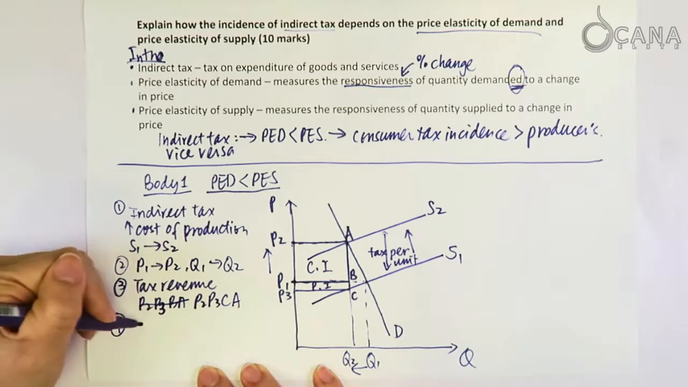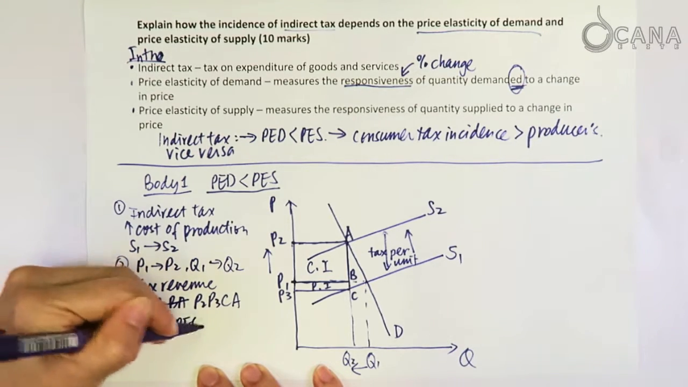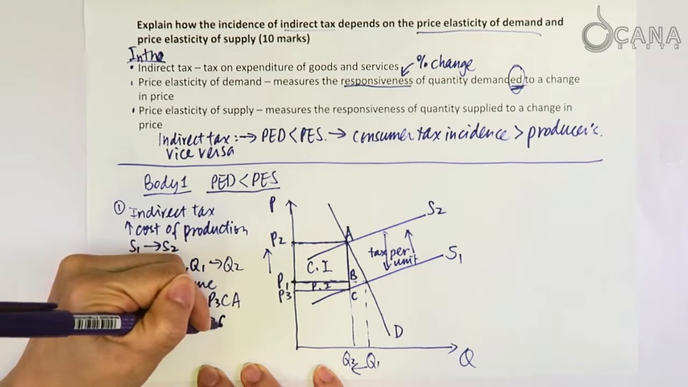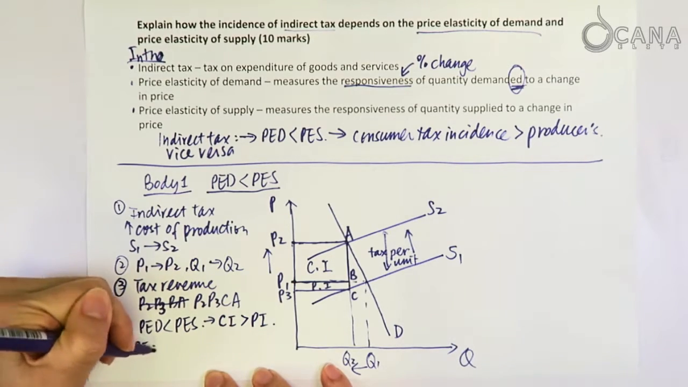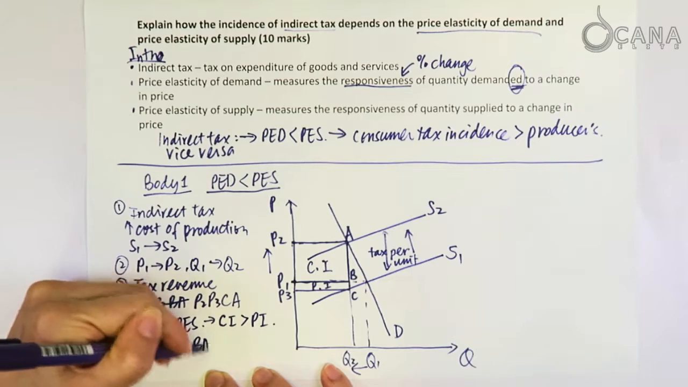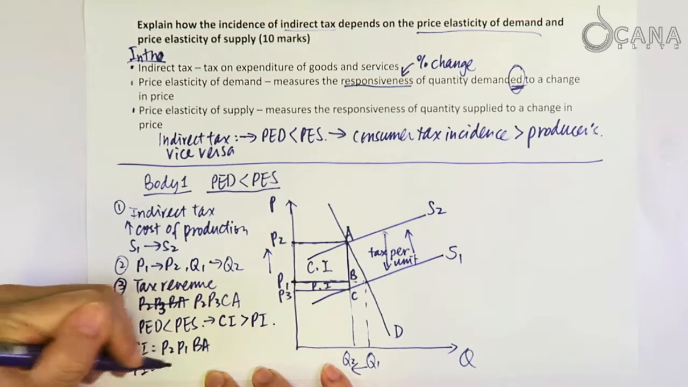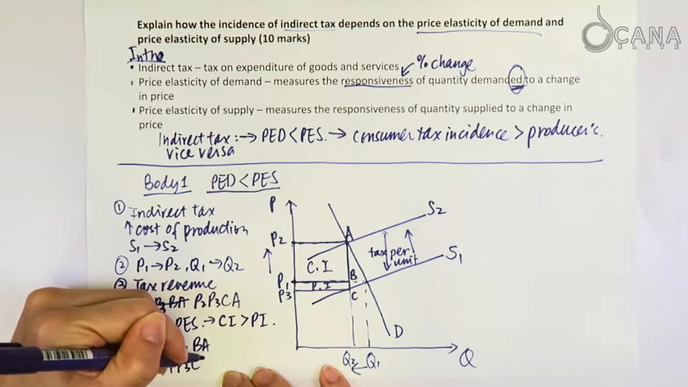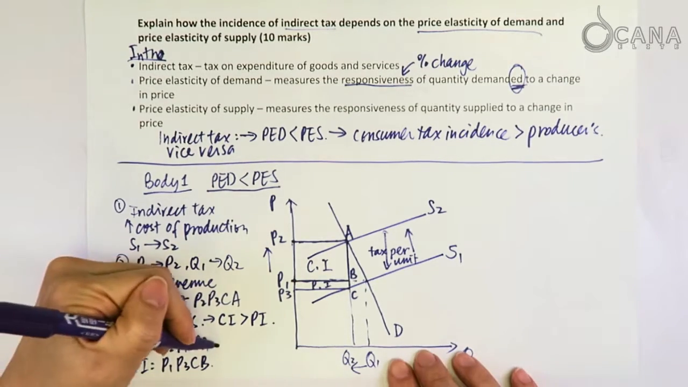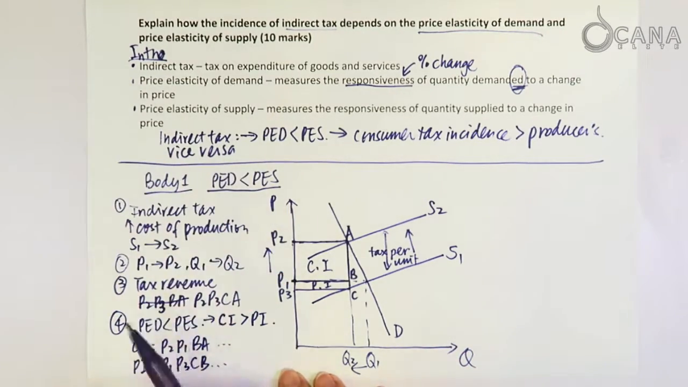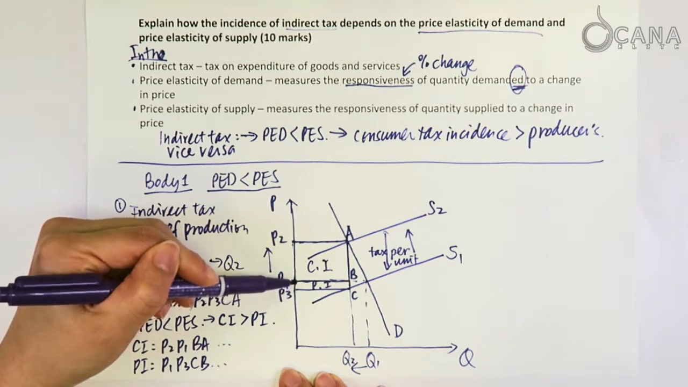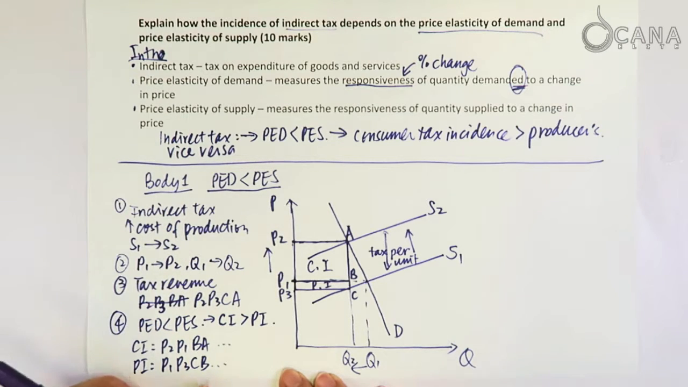And then when PED is smaller than PES, we say that consumers will bear a higher incidence than the producer. The consumer incidence is represented by the area P2, P1, VA, whereas the producer incidence is represented by the area P1, P3, CV. So you can explain a little bit more by saying that this is because the consumer has to pay more for every unit bought over the course of Q2. And the producer can only solidly pocket less money from P1 to P3 for every unit sold. And that's why these are the two areas of the incidence.